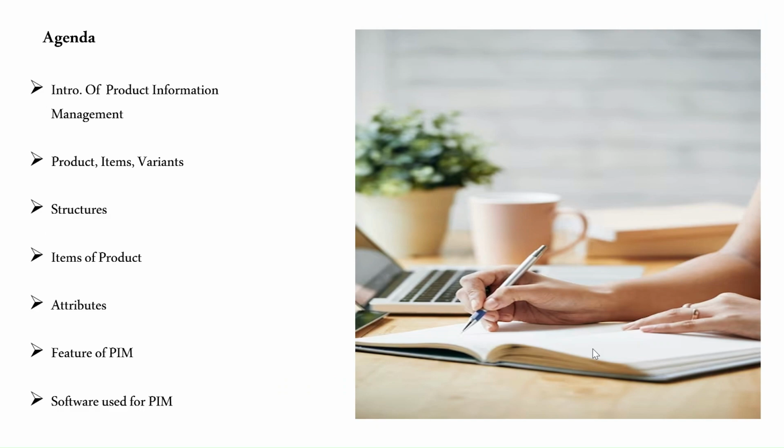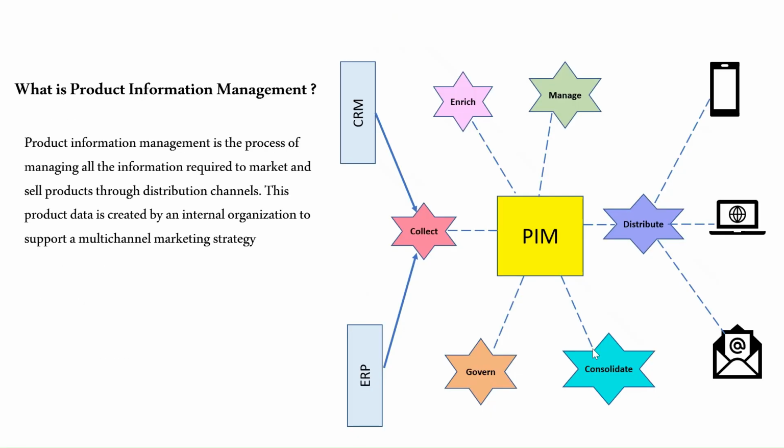Then we look upon the structures, items of the products and attributes, and at the last we will see the features of the PIM and, as usual, the tools which are used for product information management. So let's begin. What is product information management?